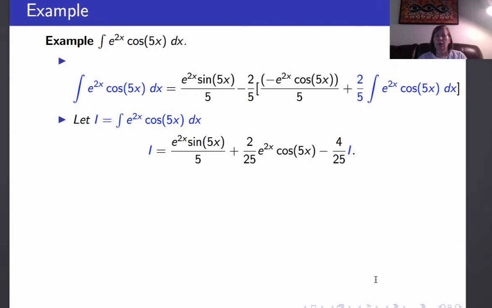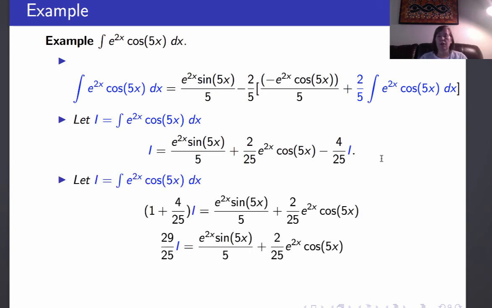Our unknown here is the integral of e to the 2x times cosine 5x dx. So let's call that unknown I, and we're searching for the value of I. On the left hand side we have I, and on the right hand side we have a reasonably complicated function in x minus 4 over 25 times I. So to solve for I, we do what we did in basic algebra. We bring all of the terms with I in them to the left and all of the other terms to the right, and then hopefully we can isolate I and solve for I.